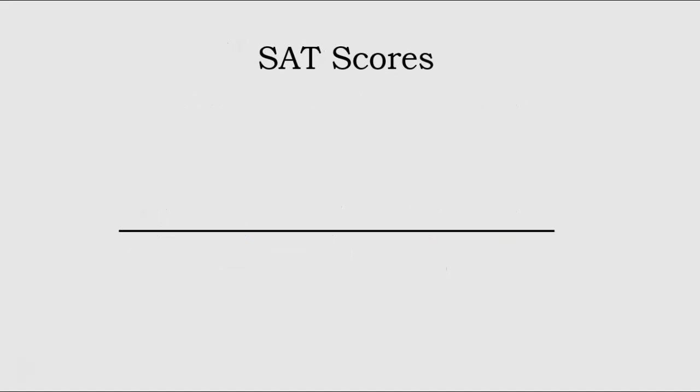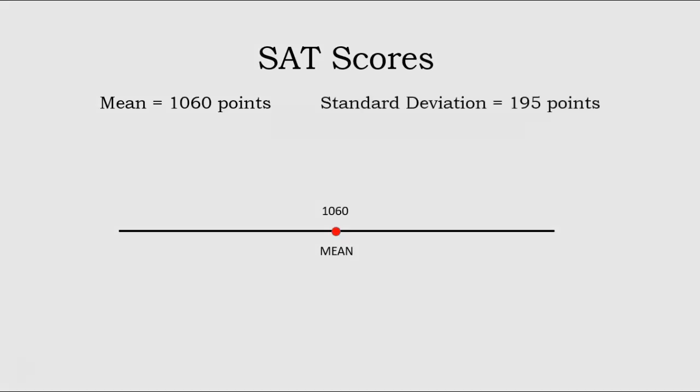SAT scores. Among all the people who took the SAT last year, the mean score was 1,060 points. This is out of a 1,600-point scale. The standard deviation among the test scores was 195 points. So, once again, if we measure off with our intrinsic measuring stick 1 standard deviation above the mean, that signifies going 195 points above 1060, which brings us to 1255. And we do the same thing on the opposite side, which gives us a score of 865.